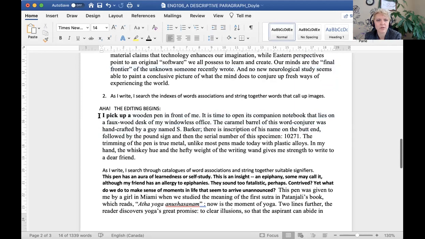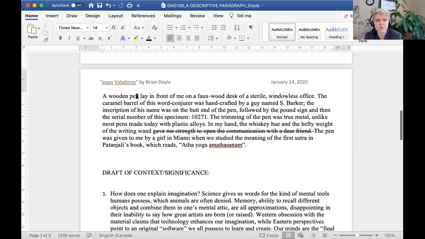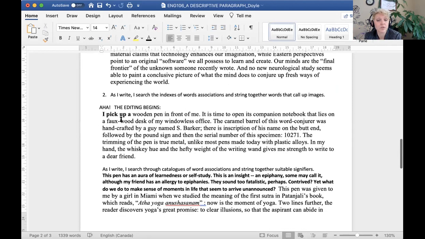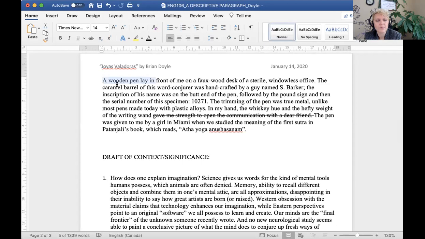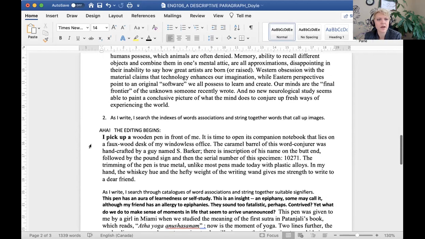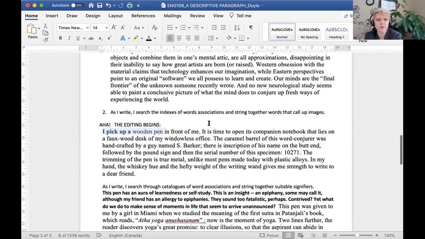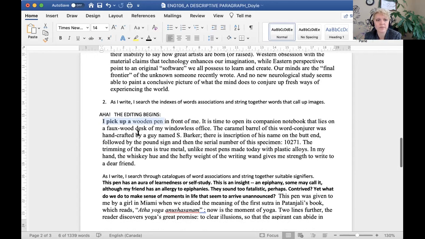It will probably not make it all into the final draft, but then I begin to edit what I already had. So for example, instead of having the passive construction of a wooden pen lay in front of me, not passive voice, but a perspective on the pen as distanced, and so instead of having the perceiver as the active subject, I have the pen being the focal point of the first draft. Whereas here I consider what it would be like to switch to I pick up, so now making it first person perspective on what is being described. I pick up a wooden pen in front of me.